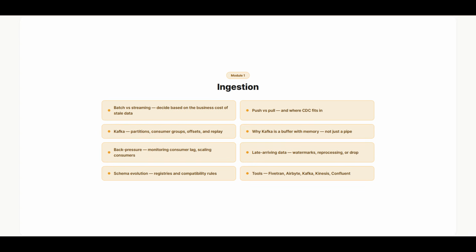Module 1, ingestion: batch versus streaming, and how to decide based on the business cost of stale data; push versus pull, and where CDC fits in; Kafka partitions, consumer groups, offsets, and replay, and why it's a buffer with memory, not just a pipe; pitfalls: back pressure, late-arriving data, and schema evolution.